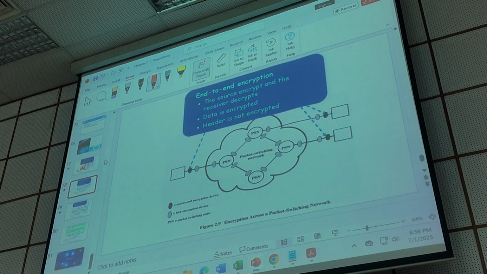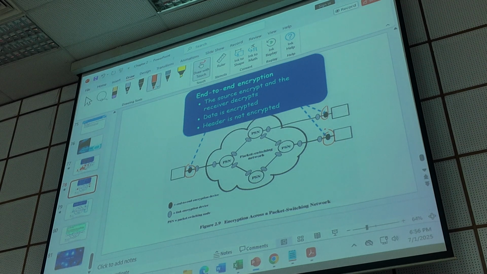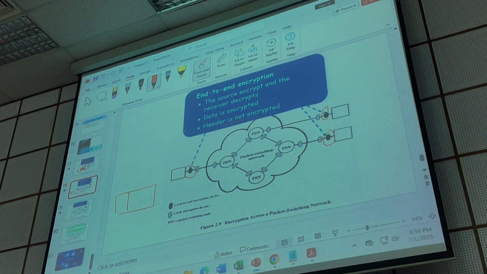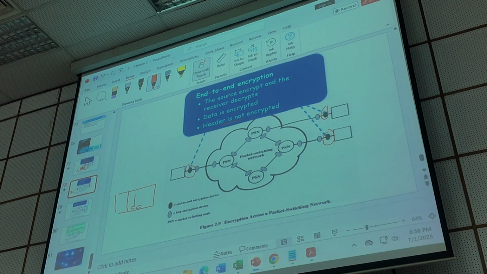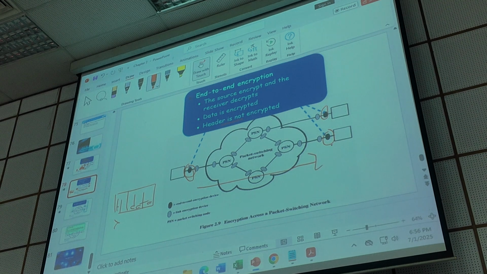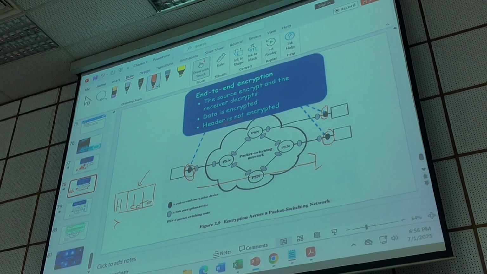What is end-to-end encryption? One end and another end. You can see from here one end at the beginning and the destination here. End-to-end encryption, only one end and another end. For this technique, the header is not encrypted. What does it mean? Just now in link-to-link encryption, the header is encrypted and the data is also encrypted. For end-to-end encryption, only the data part is encrypted. The header is not encrypted. So the data only needs to be encrypted at the beginning, and once the receiver receives it, it will decrypt it and read the data. This is end-to-end encryption. The source encrypts and the receiver decrypts it.